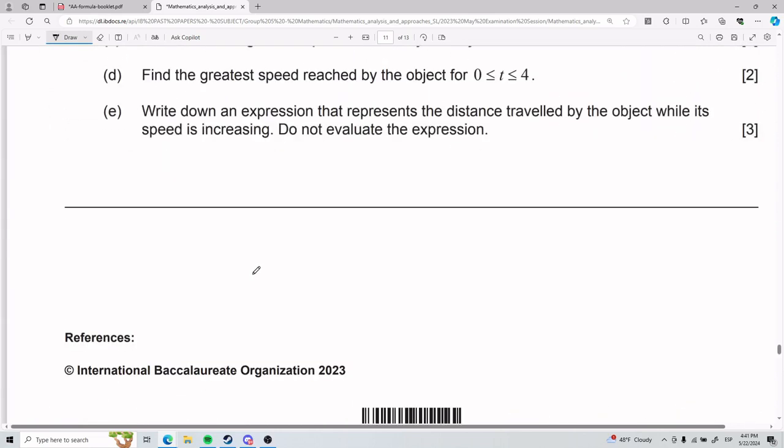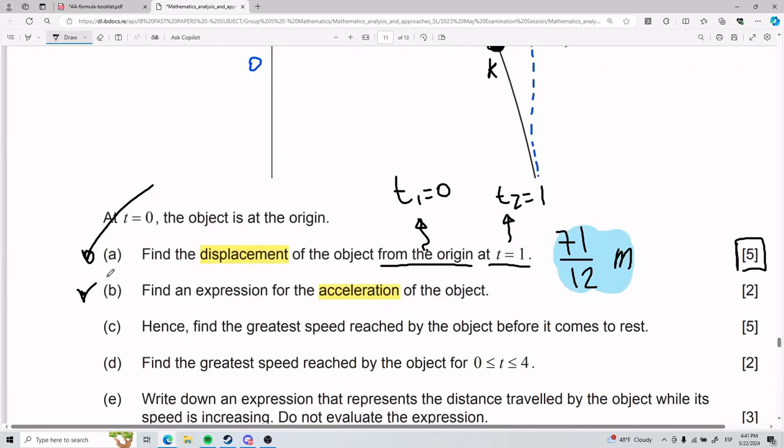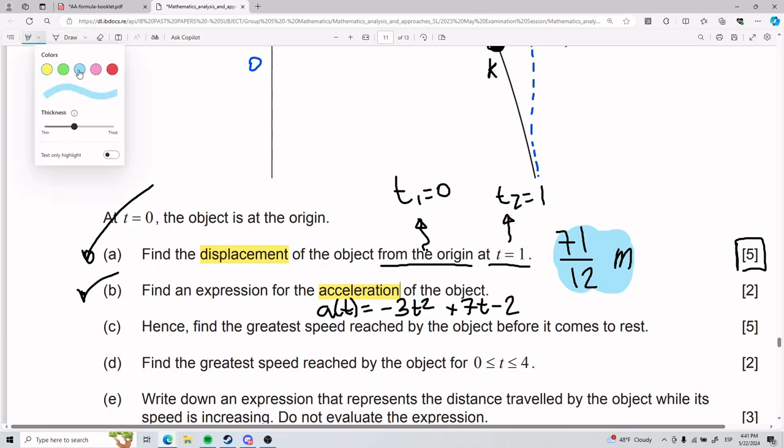And so that is for part B. Let me write it over here in case we end up needing it. A of t is going to be, if I recall, negative 3t squared plus 7t minus 2. Okay? I'd like to make one quick observation, you guys.